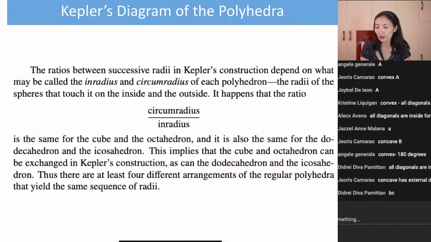Thus, there are at least 4 different arrangements of the regular polyhedra that yield the same sequence of radii. So, this ratio is constant. The same value for a cube and for an octahedron, and in like manner, the same value for a dodecahedron and an icosahedron. So, that's about the circumradius and inradius.